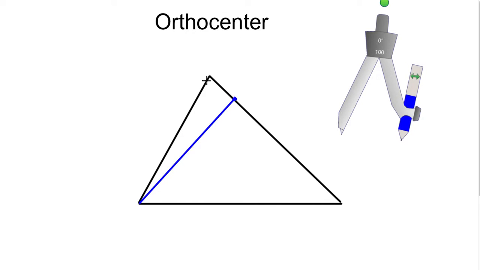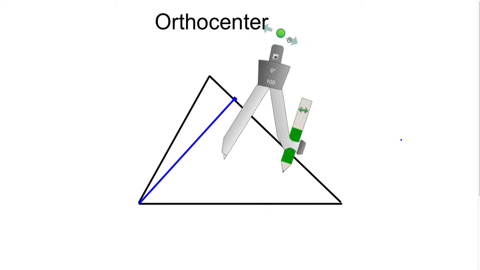We want to do this 2 more times because there are going to be 3 altitudes inside of a triangle. Where these 3 altitudes meet is where the orthocenter is. So in case we miss this, I want to go back here and I'll do the next one. So we'll do this one in green. Let's start with this vertex.